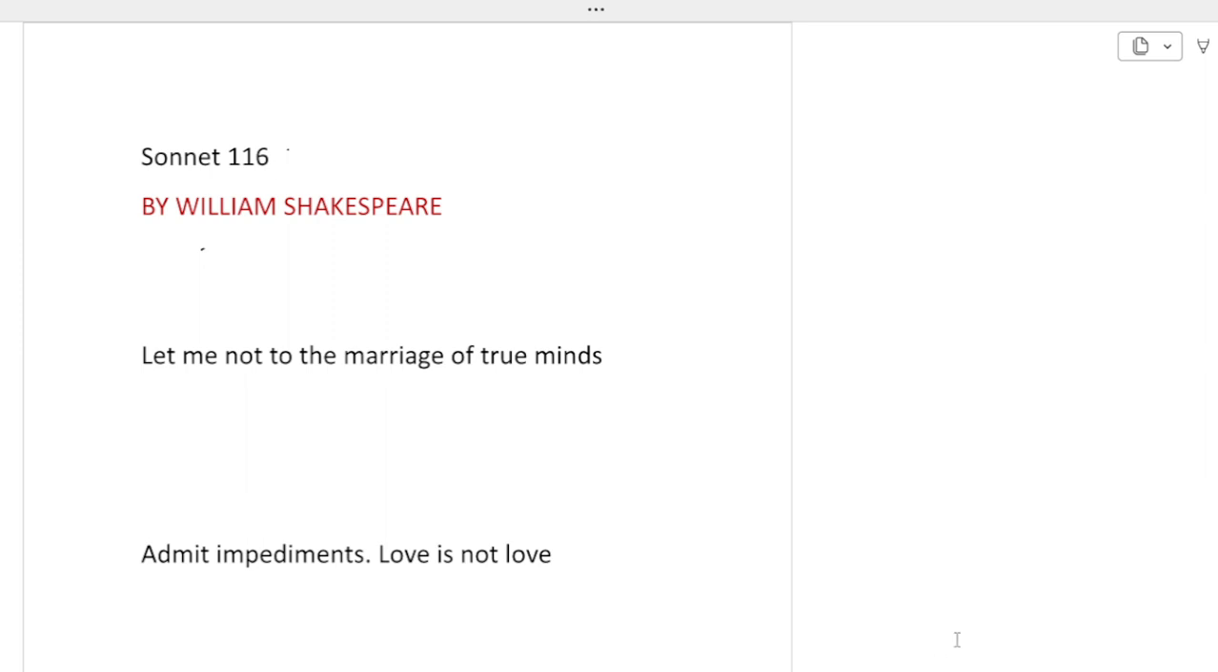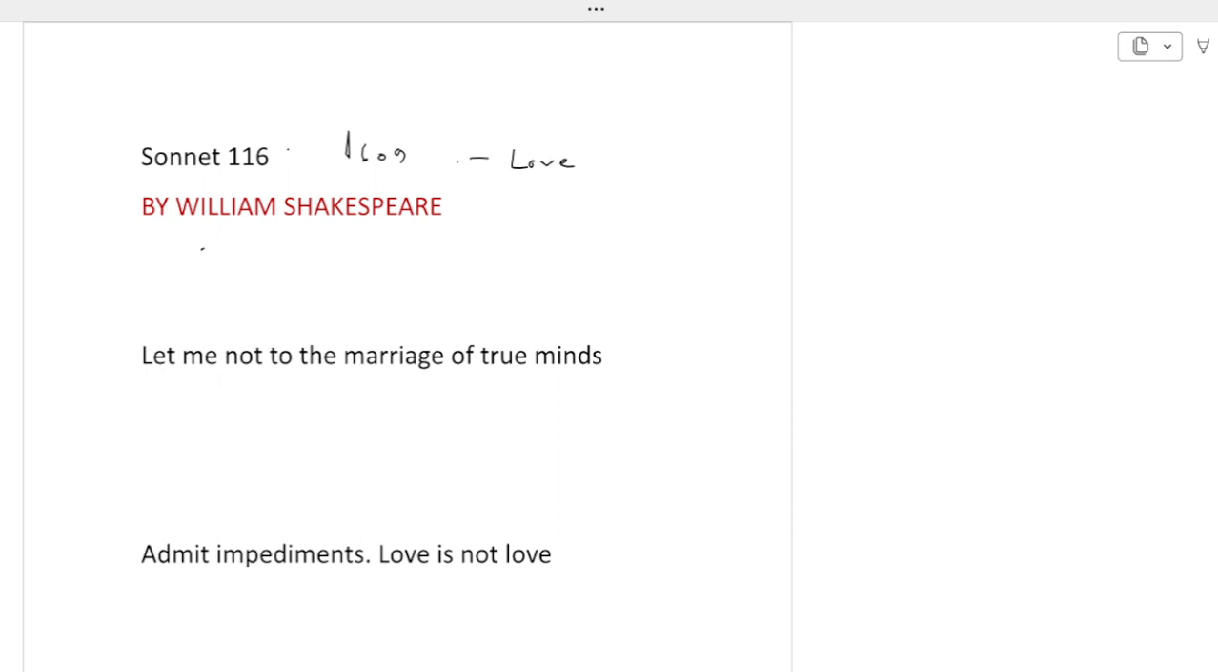Today we are going to talk about Shakespeare's sonnet number 116. It is one of the most important sonnets of Shakespeare. Now this sonnet was published in 1609, and you can tell that the theme is love.